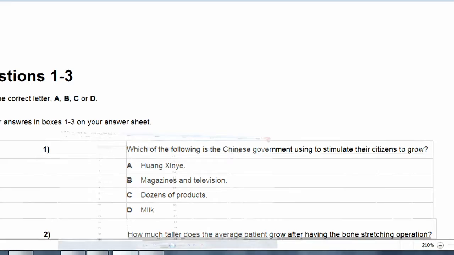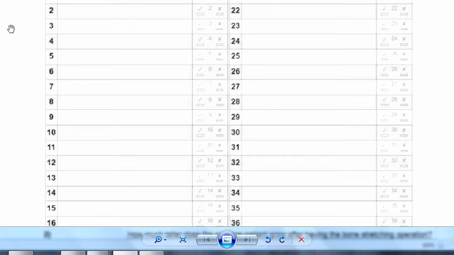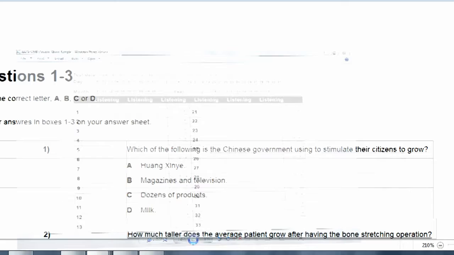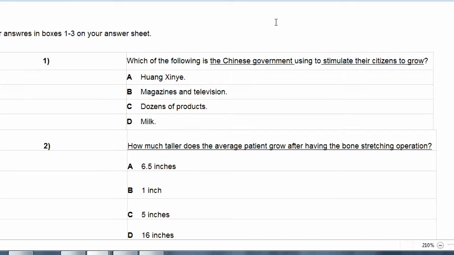So this is your answer sheet basically, and this answer sheet has these spaces 1, 2, 3. You're going to write your answers in these spaces. Alright, let's go back to the question. Now what we have here is question number one, which is: which of the following is the Chinese government using to stimulate their citizens?